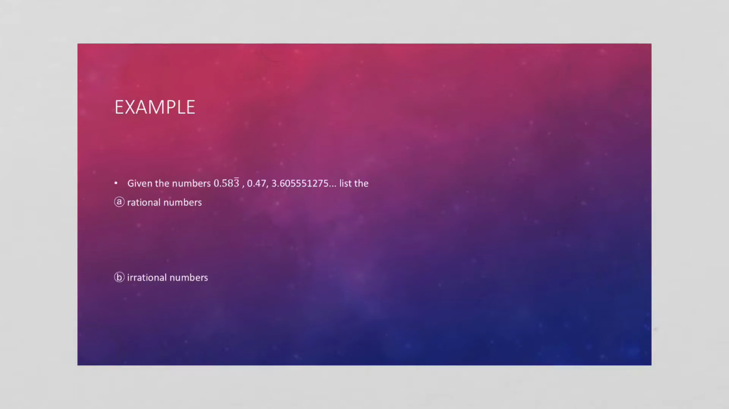Okay, so on 0.583, because that repeats the 3, notice the line above the 3 means that that number repeats. So there's a pattern. So 0.583 repeating is rational. 0.47 is also rational because it is a decimal that stops. This 3.605551275 dot dot dot, because of those dot dot dots, that means it goes on and on and on forever. So this one is irrational.